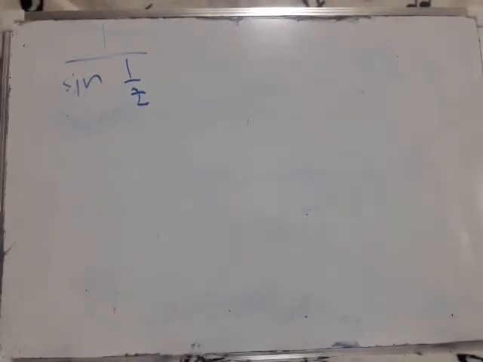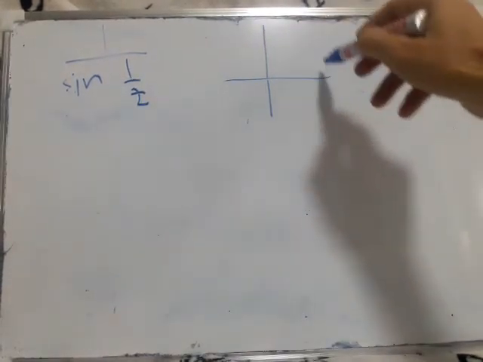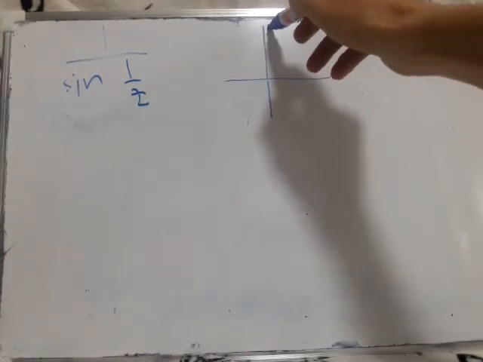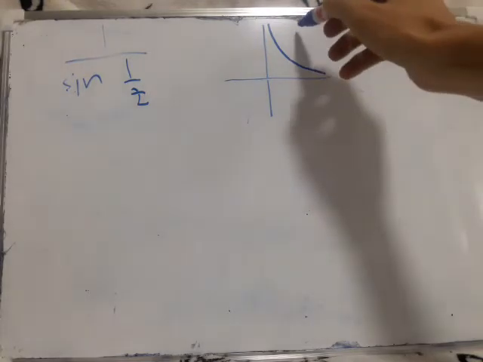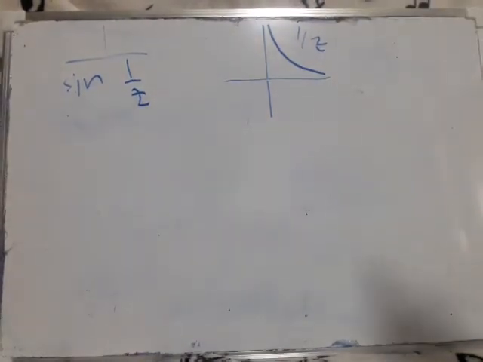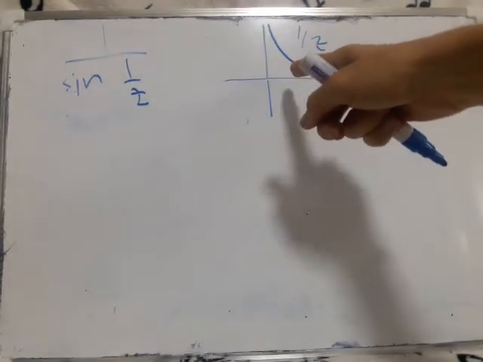So consider the function 1 over sine 1 over z. Okay, so we'll do this gradually. We first think of what 1 over z looks like. I'll just plot it for real positive z to keep things simple. Okay, so 1 over z looks like this. It increases without limit as z goes to 0.